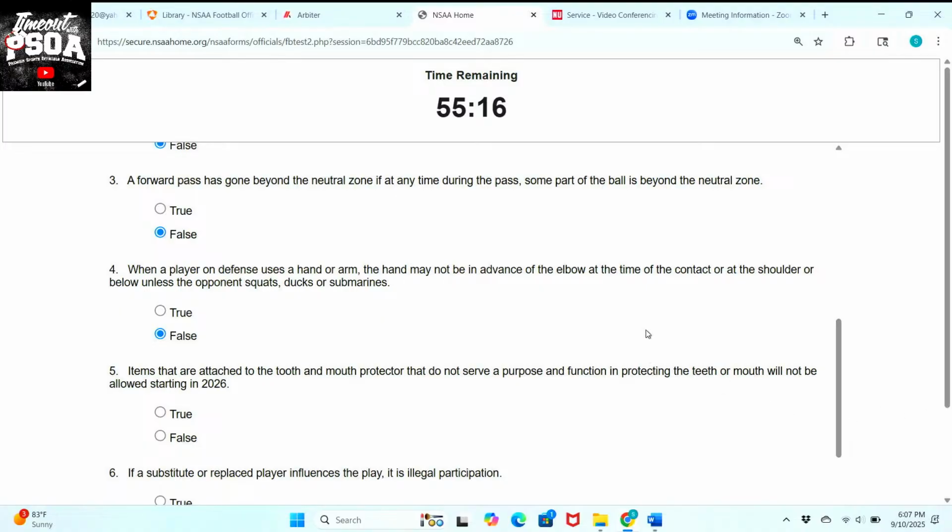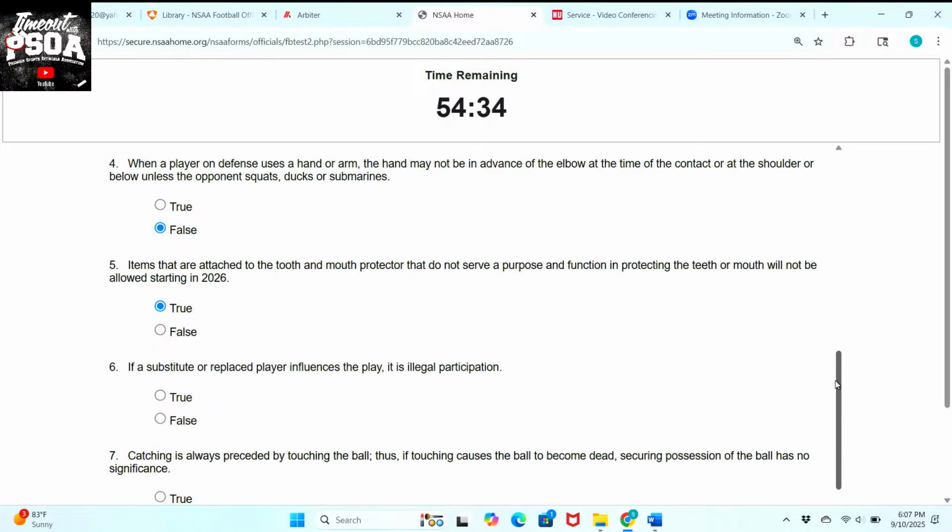Items that are attached to the tooth and mouth protector that do not serve a purpose and function in protecting the teeth or mouth will not be allowed starting in 2026. True. 2026 is the mouthpiece one, and then the arm sleeves is 2027. All right, so that is true, because it is 2026, next year.